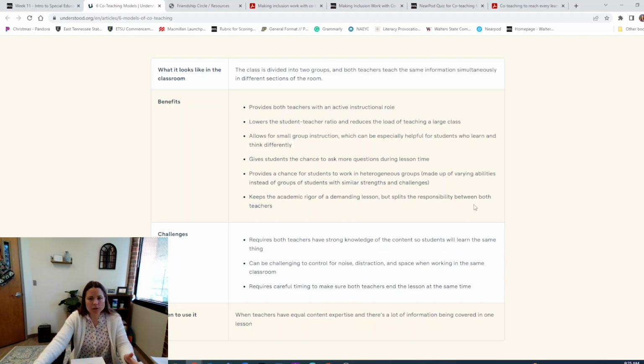One teacher takes one group, the other teacher takes the other group. And each teacher, again, will have an active instructional role. This makes the student-to-teacher ratio easier. So you'll have a smaller number of students to teach instead of a large class of 25 or 30, say. And this really allows for more intense instruction as far as small group, right?